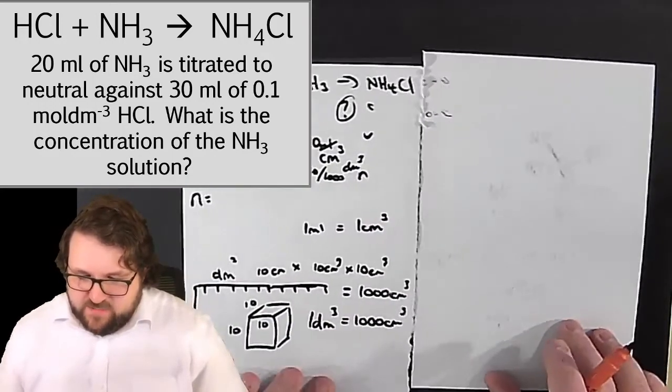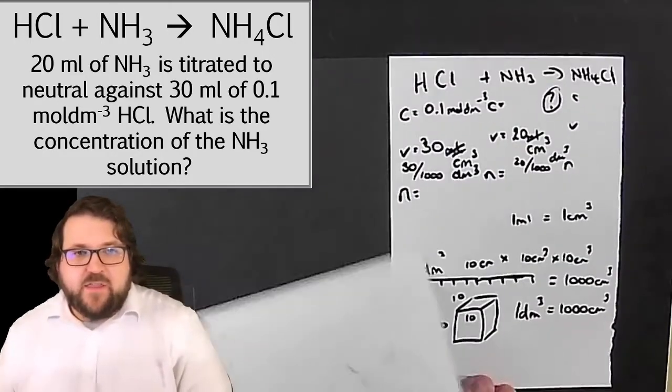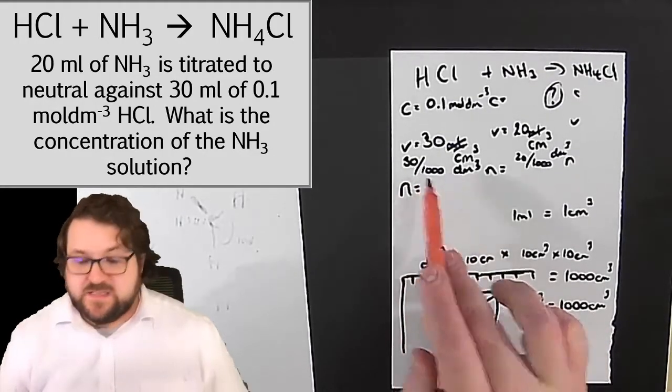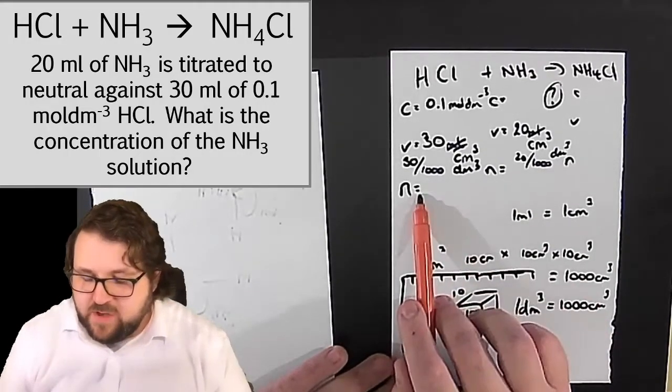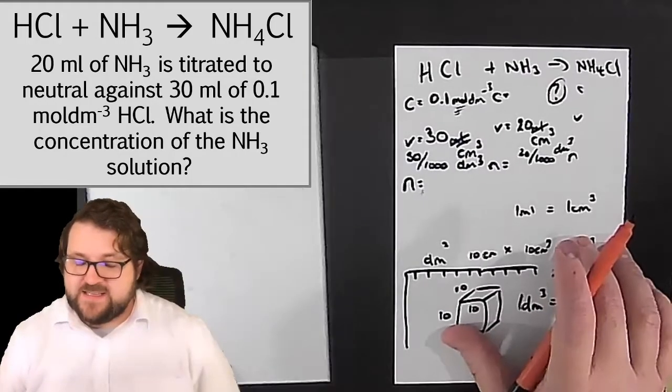Hopefully I haven't written on too much. There we go. So far I know that the volume is 30 over 1,000 decimeters cubed and 20 over 1,000 decimeters cubed. To figure out my number of moles, which is in the unit of mole, I can just look at the unit analysis here.